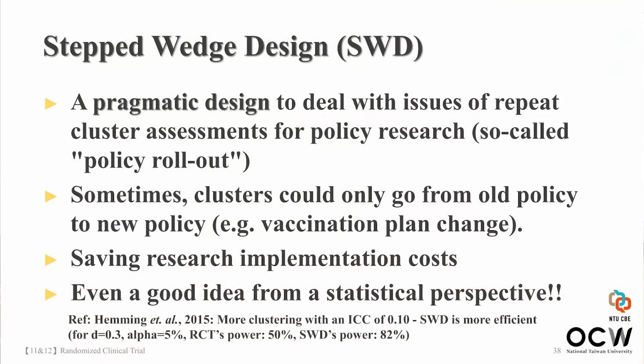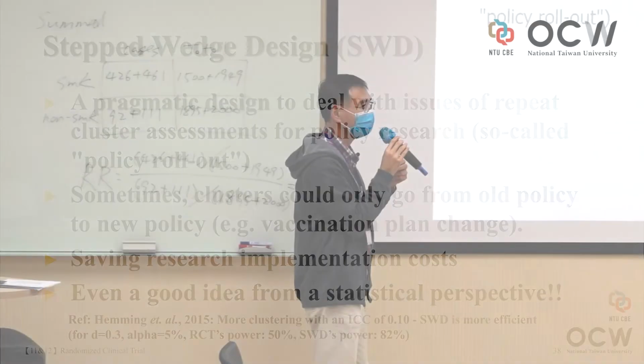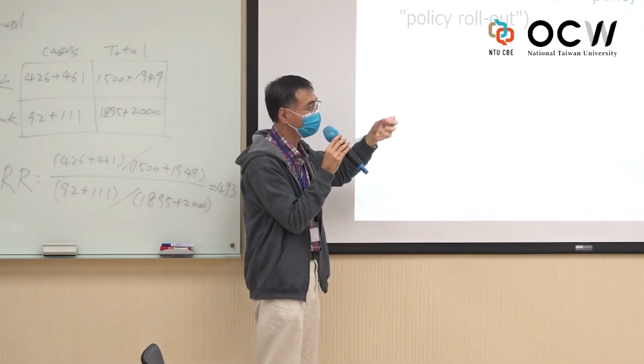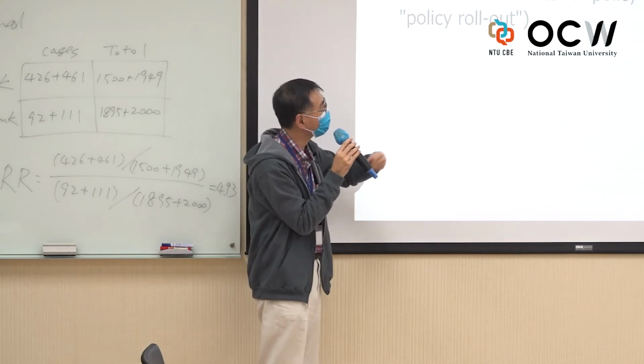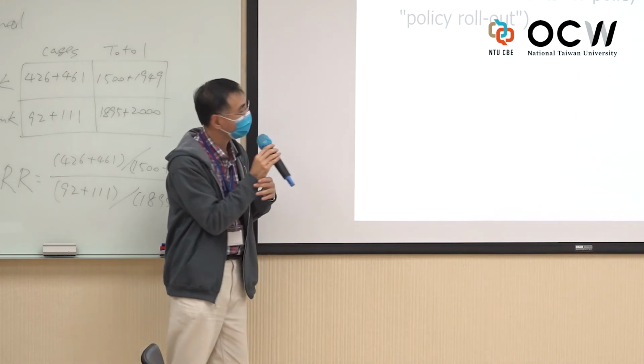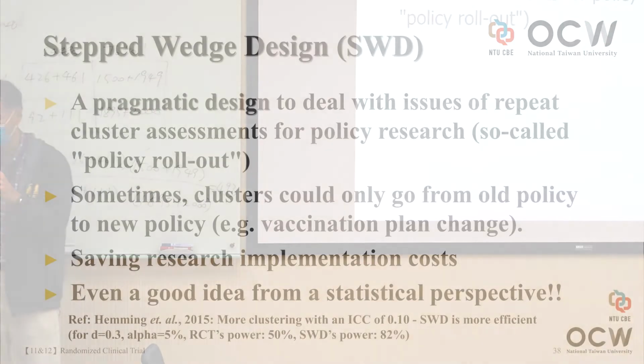And the study design, a stepped-wedge design of a randomized controlled trial, is a pragmatic design to deal with issues of repeat cluster assessment for policy research, or so-called policy rollout. So people and the community or county, the big geographic unit, is rolling in one by one in a random order. So it's also called the policy rollout.